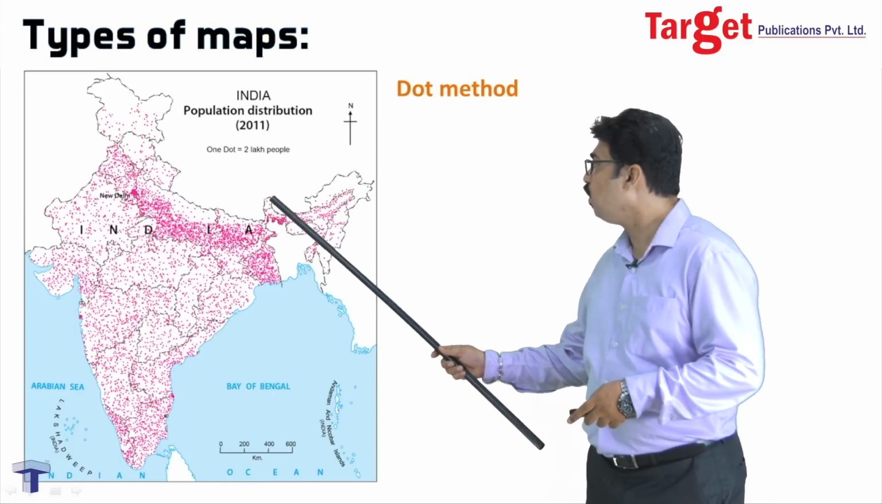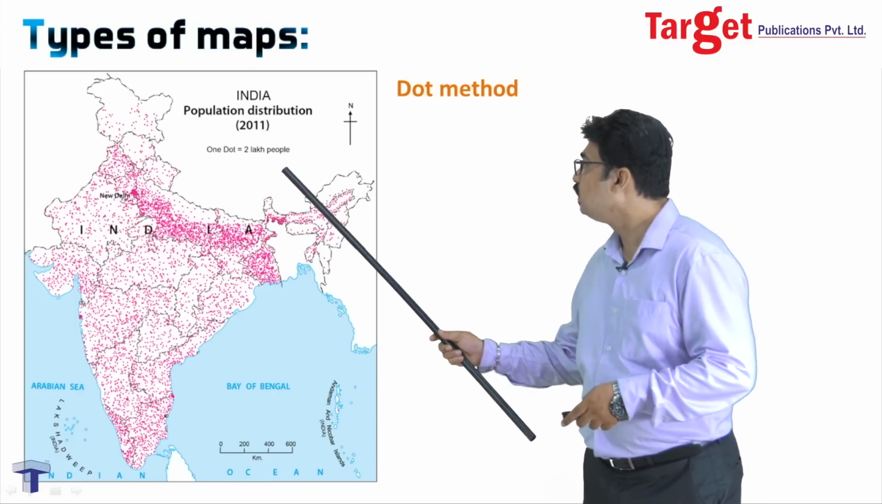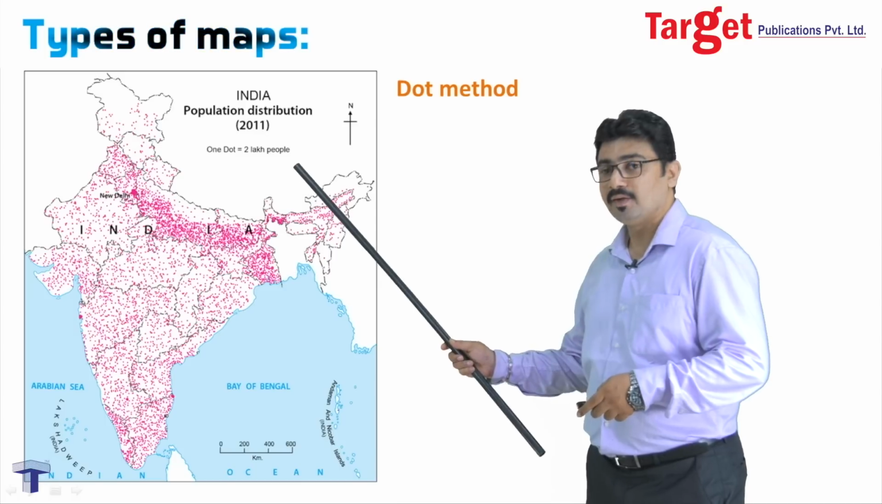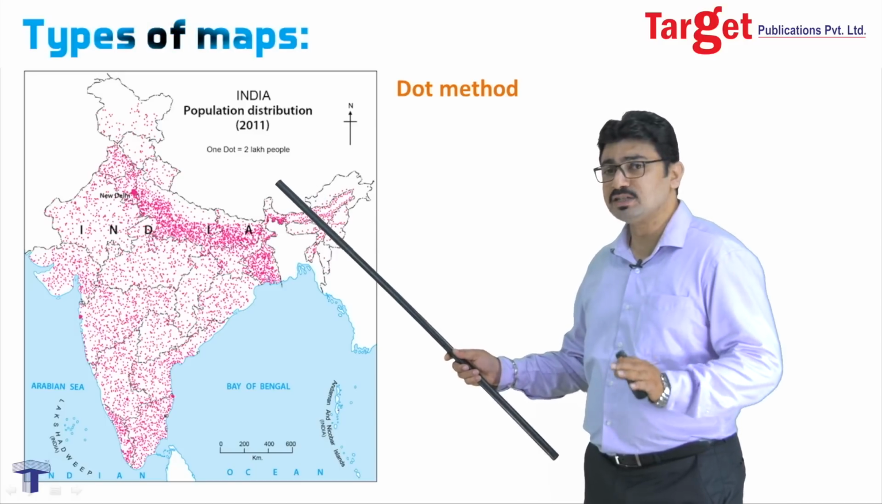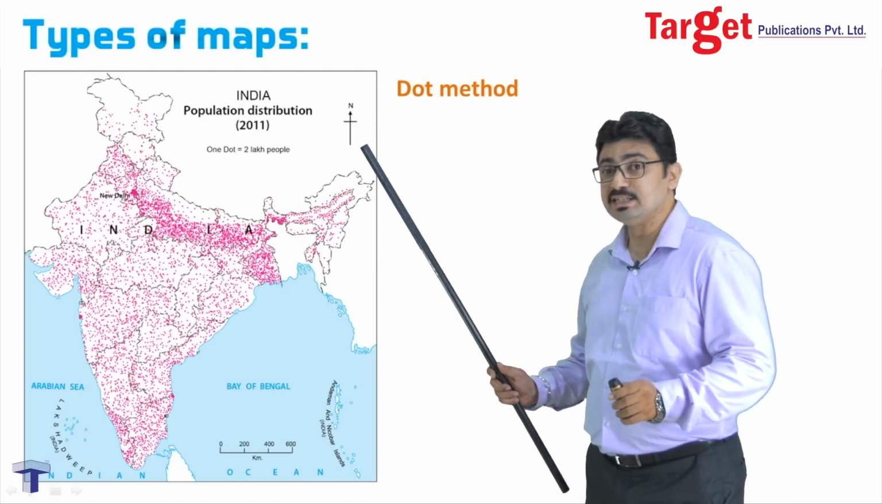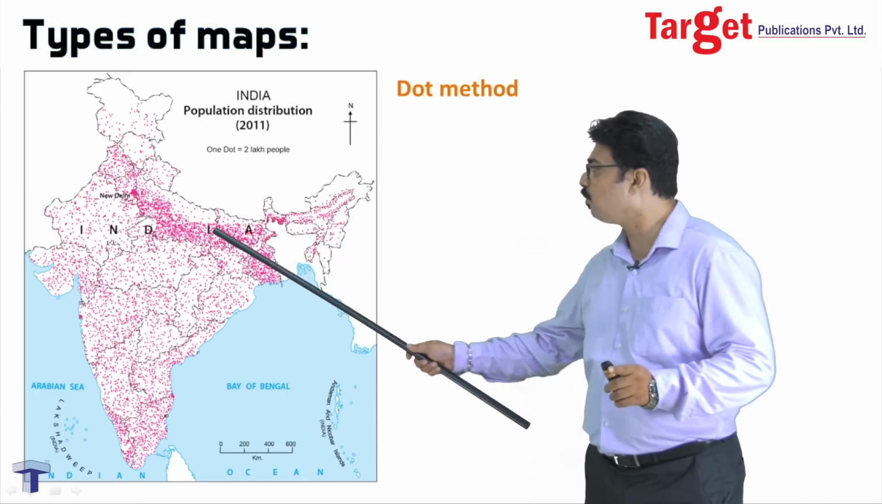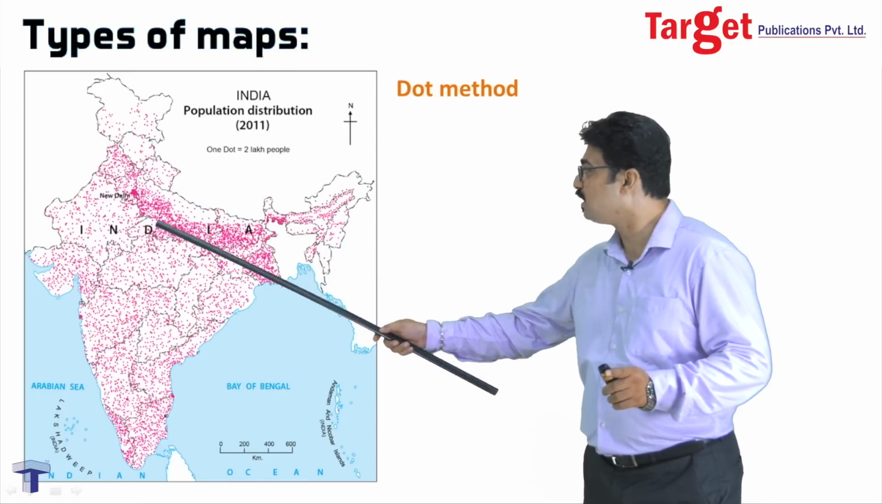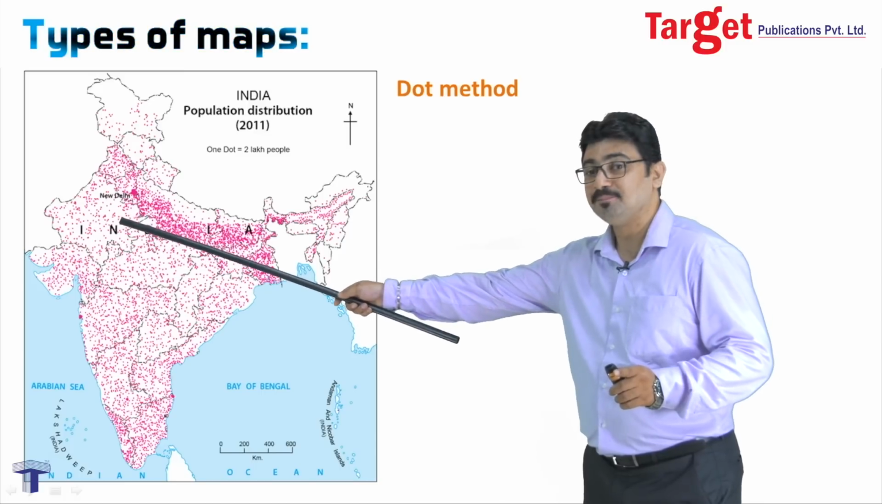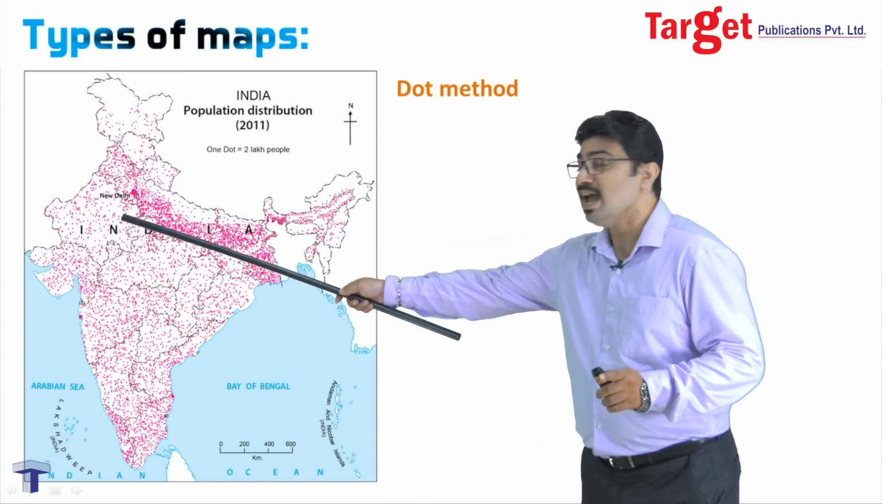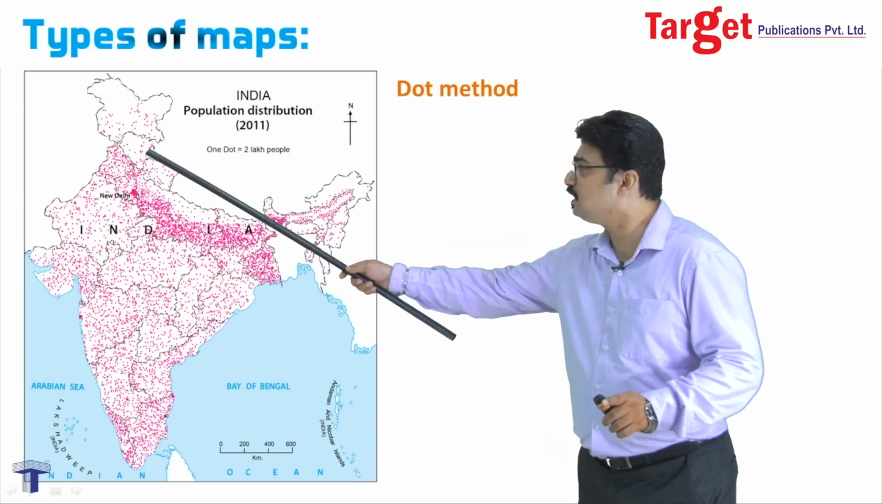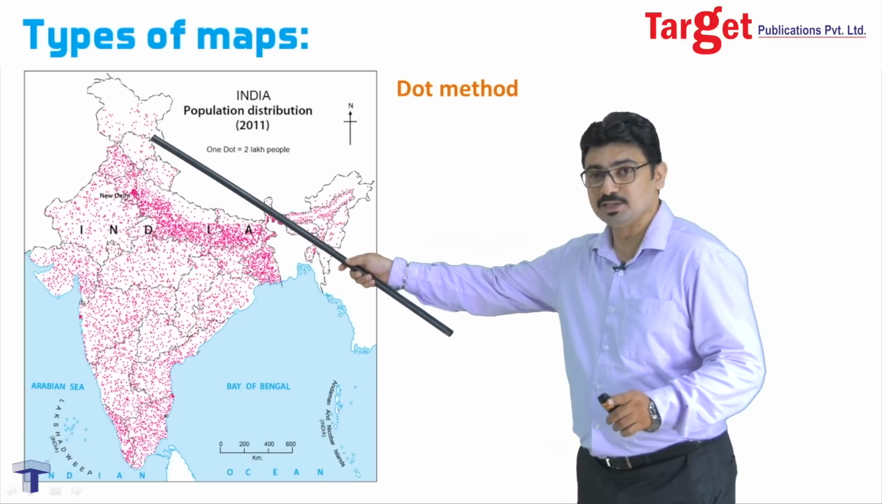For example, here one dot represents 2 lakh people, right? Also, the number of dots in a region will determine the density of population. Here we can see there is a huge density of population in these areas. There is very less density of population in the western areas. There is extremely less density of population in the northern region in Jammu and Kashmir.